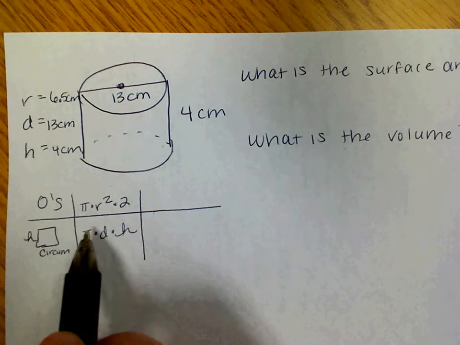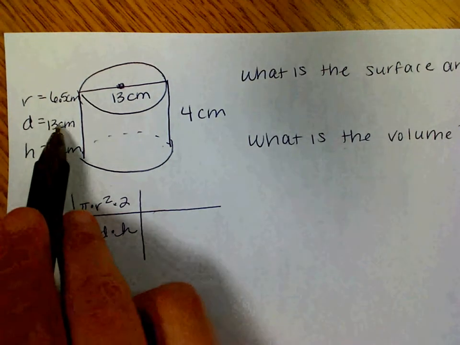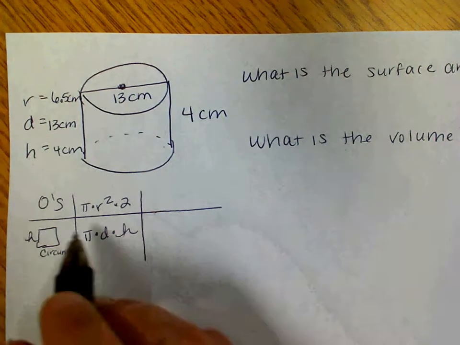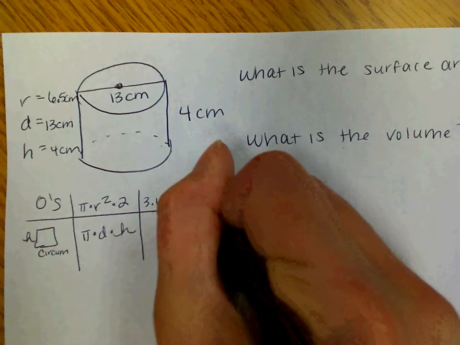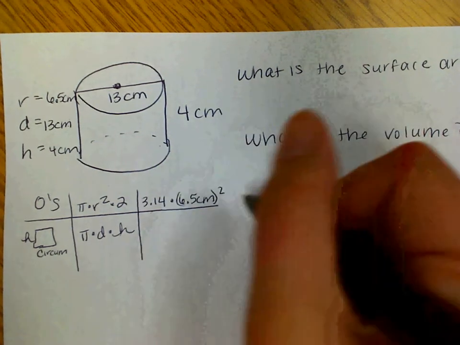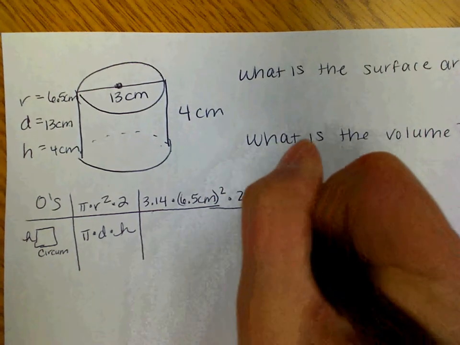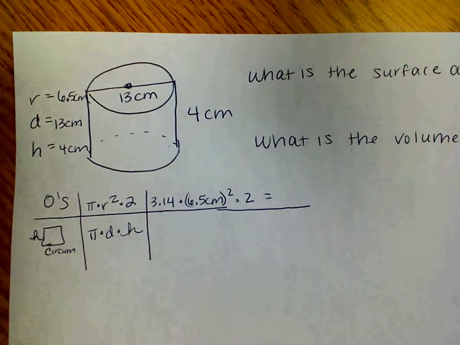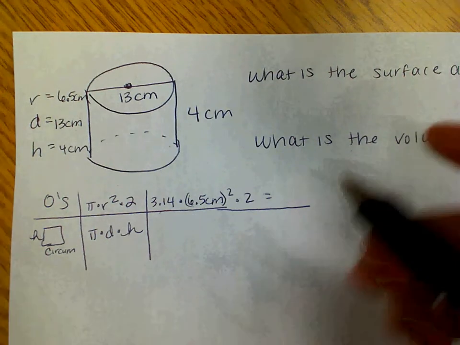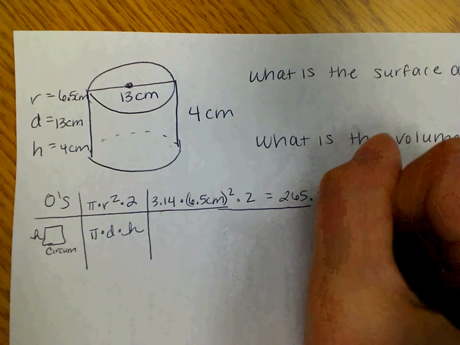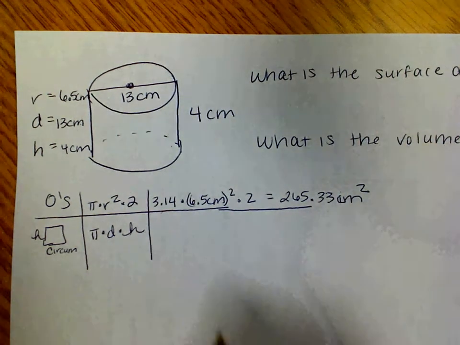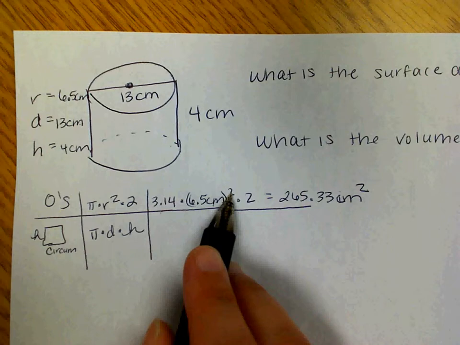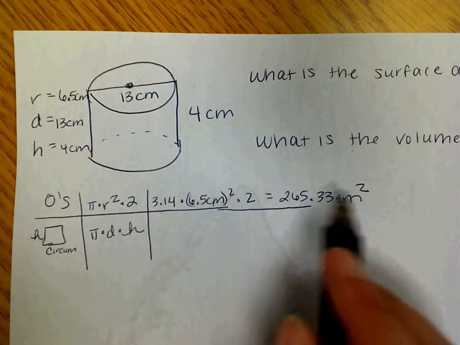Once you have your formulas down, it's very easy to find the surface area. You just insert the information. We always use 3.14 for pi. My radius is 6.5 centimeters. I'm going to square that, and since there's two of them, I'm going to multiply by 2. So if I go to my calculator, 3.14 times 6.5 squared times 2 is 265.33 centimeters squared. And it's squared because you multiply by centimeters 2 times, so it's centimeters squared.